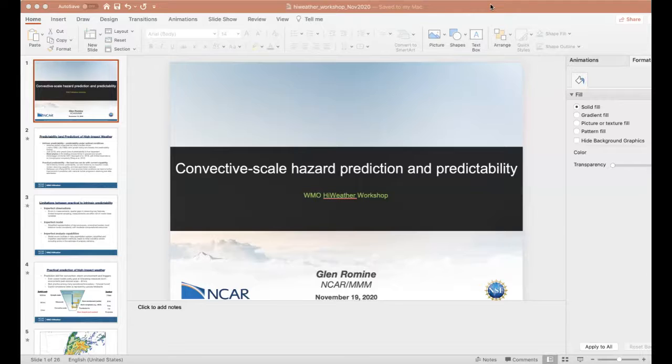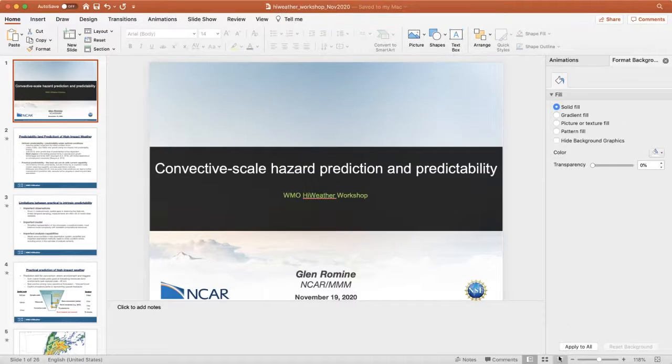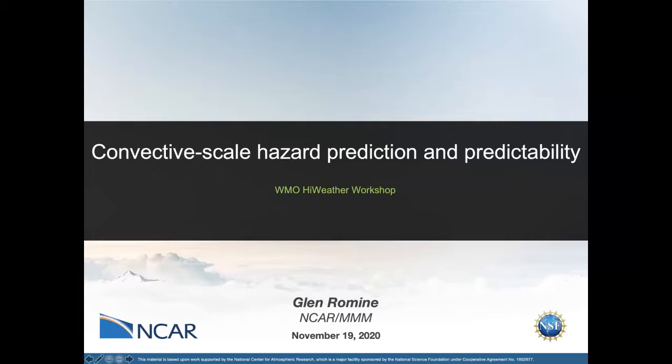Maybe we can go to the next speaker in the meantime, if that's okay. Okay. Glenn, are you ready to go? Yes, just a second here. Okay, so we'll skip Nusrat and come back to her. Now we have Glenn Romine from the National Center for Atmospheric Research, and he's going to talk about convective scale hazard prediction and predictability. So we see your screen, you're good to go.